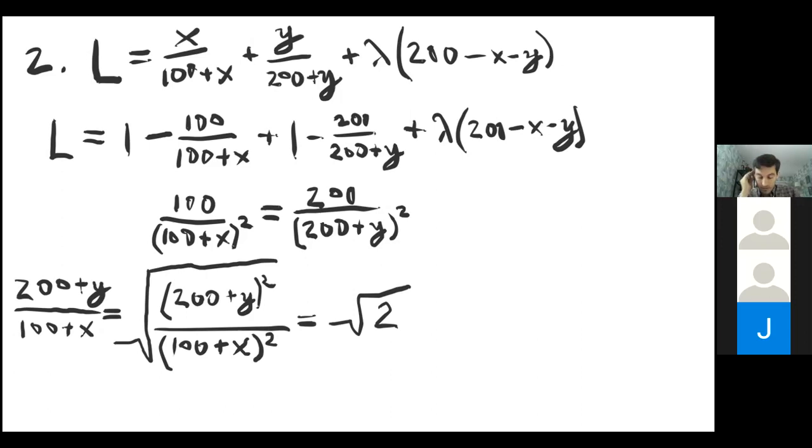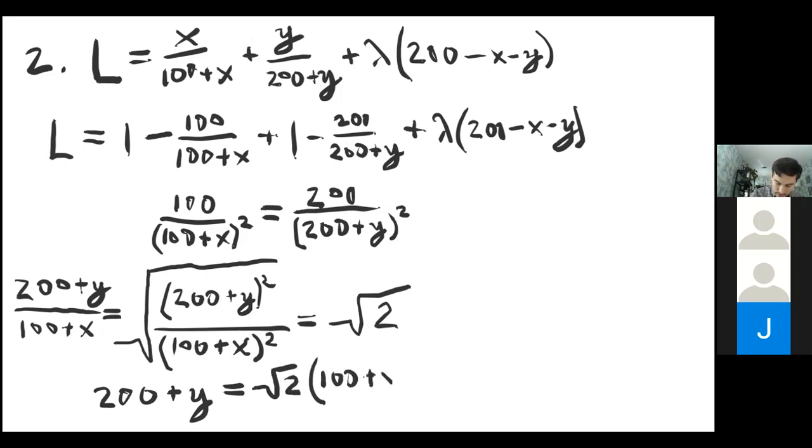Let's multiply both sides by 100 plus x. We get 200 plus y equals the square root of 2 times 100 plus x. Now, if I want to subtract 200 from both sides, I get this. So this is kind of nice. I just solved for y in terms of x. This is usually the next thing you want to do. First, eliminate lambda. If you've done that, then solve for one variable in terms of the other. And then what? Plug it back into the constraint.